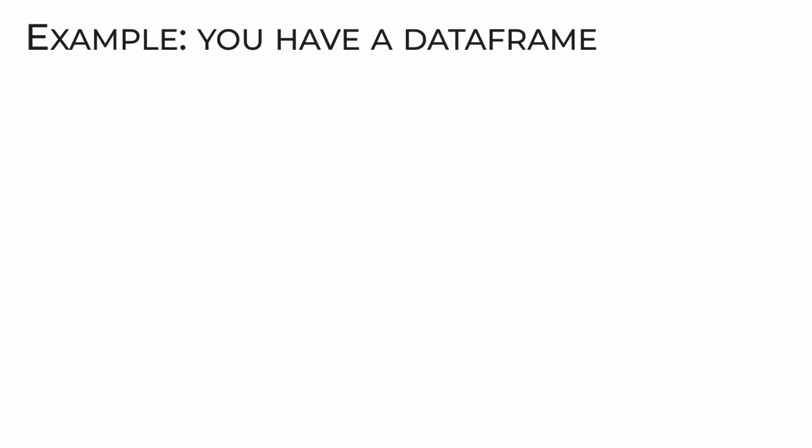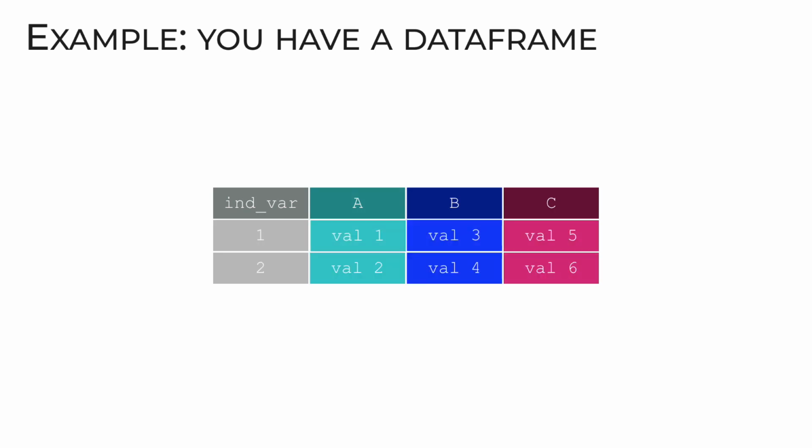So let me just give you an overview. Let's start with an example. Let's say you have a data frame and it's in a so-called wide format, an untidy format. Here you have these different values, but you have these three variables.